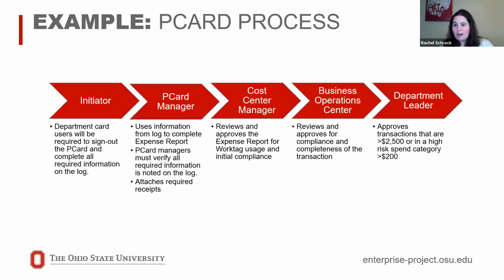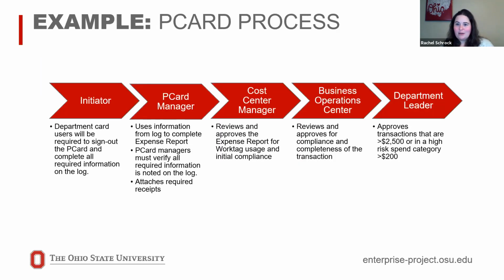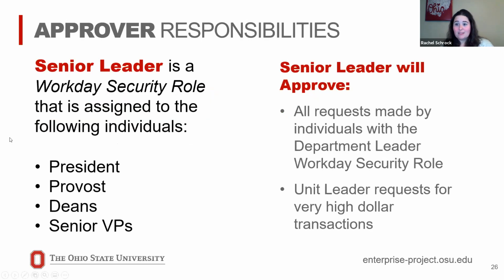So that's talking about travel. And we've got the P-card as our last example here. Again, just showing you that you would be the last one to approve if something's over $2,500 or over $200 in that high-risk category. I know we just covered a lot rather quickly. If there are questions, feel free to put anything in the chat. But I think we're going to go ahead and move on just for time, and maybe answer some questions here at the end.